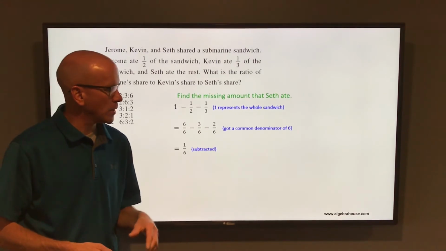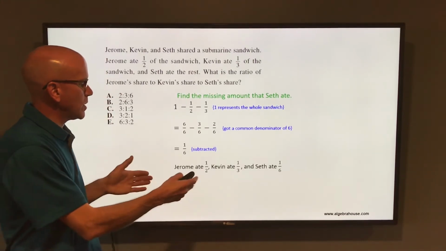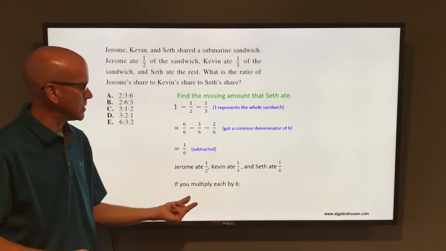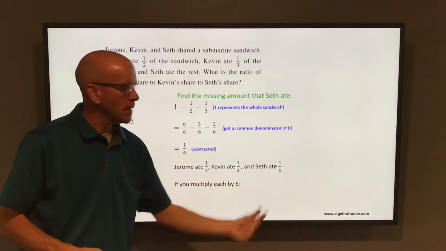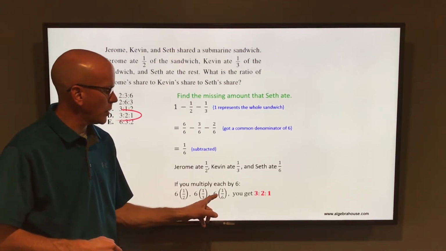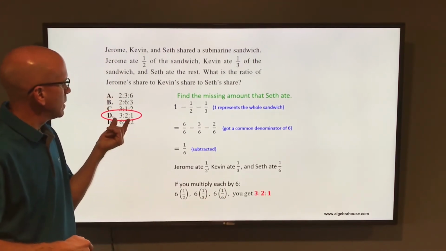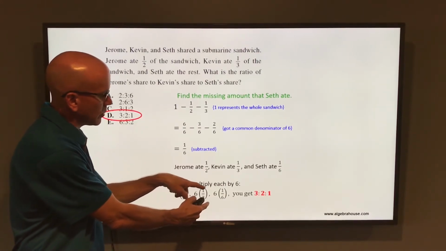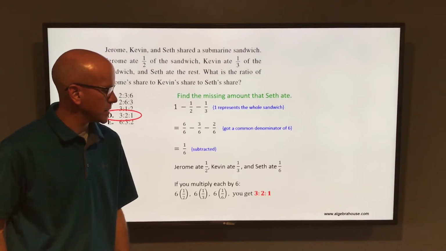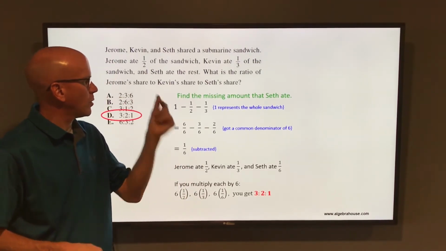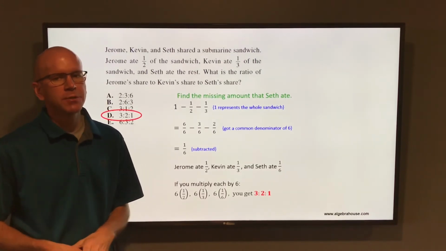So if Seth ate 1/6 of the sandwich, then putting these in a ratio, 1/2, 1/3, 1/6, that doesn't match any of these, but if you multiply each one of those by 6, so if you take 6 times 1/2, 6 times 1/3, and 6 times 1/6, you're going to get 3 to 2 to 1. 6 times 1/2 is 3, 6 times 1/3 is 2, and 6 times 1/6 is 1. 3 to 2 to 1 is the ratio of Jerome's share to Kevin's share to Seth's share.